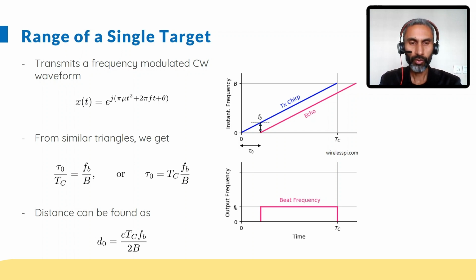c is known, it's the speed of the electromagnetic wave. Tc is the sweep time, known. B is the bandwidth, known. But how do we know the beat frequency? fb is not known.